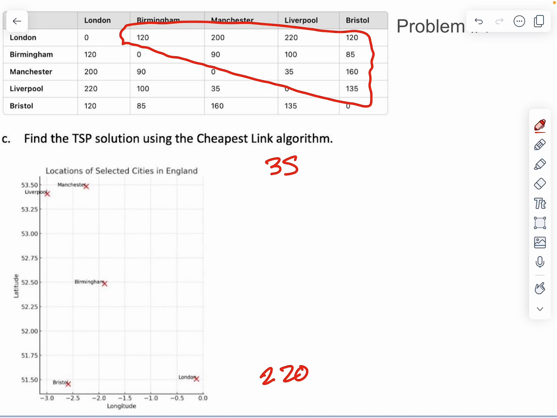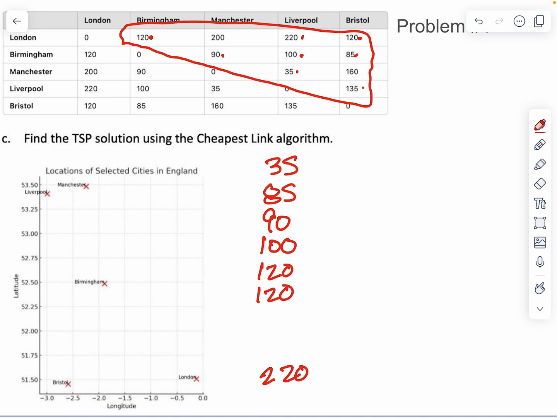Okay, so we did 35. We didn't do 220. We did 220. So what's next after 35? I have, it looks like 85 as my next one, 85 kilometers. And then I've got a 90 here. And then after 90, I've got a 100. And then it looks like I have 2 120s.